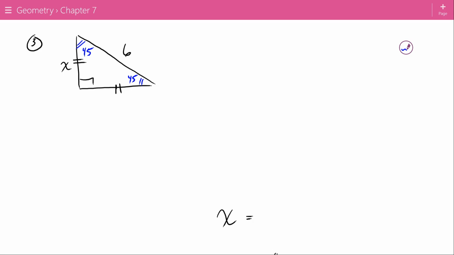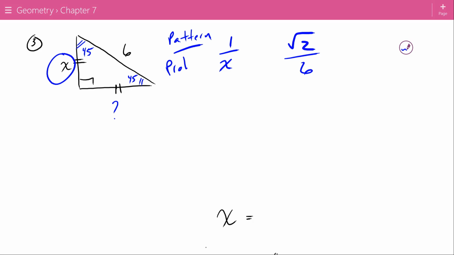So as soon as I've established that it's a 45, 45, 90, I can go ahead and write out my pattern. My pattern is 1, 1, root 2. And it's always pattern divided by problem. So my 1 is a leg, my x is a leg. My 1 is a leg, I don't know the other leg, so we'll leave it as a question mark. And my root 2 is the hypotenuse. In this problem, my 6 is the hypotenuse, so my root 2 will correspond with the 6. Again, pattern divided by problem. The pattern is 1, 1, root 2, and the problem was x, question mark, 6.